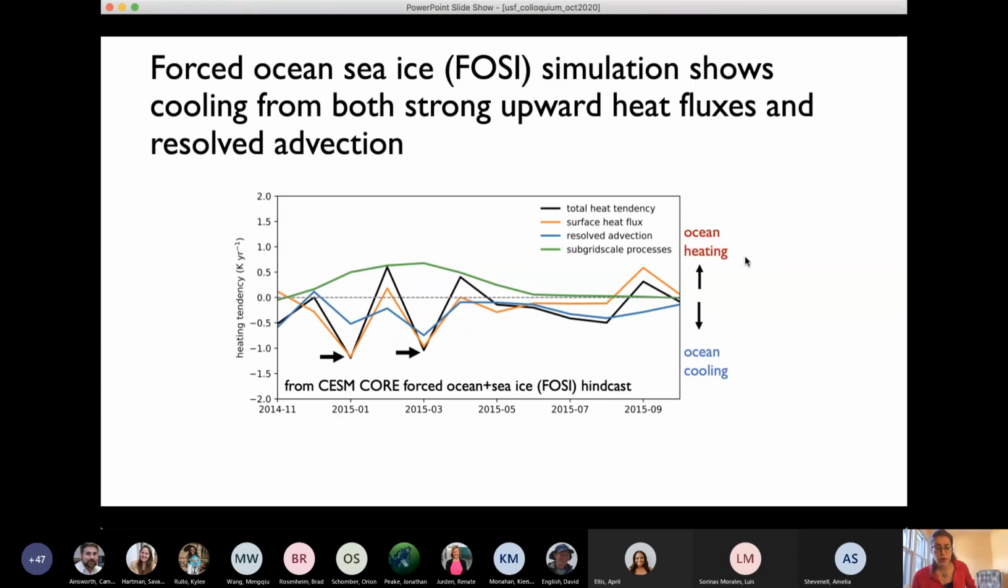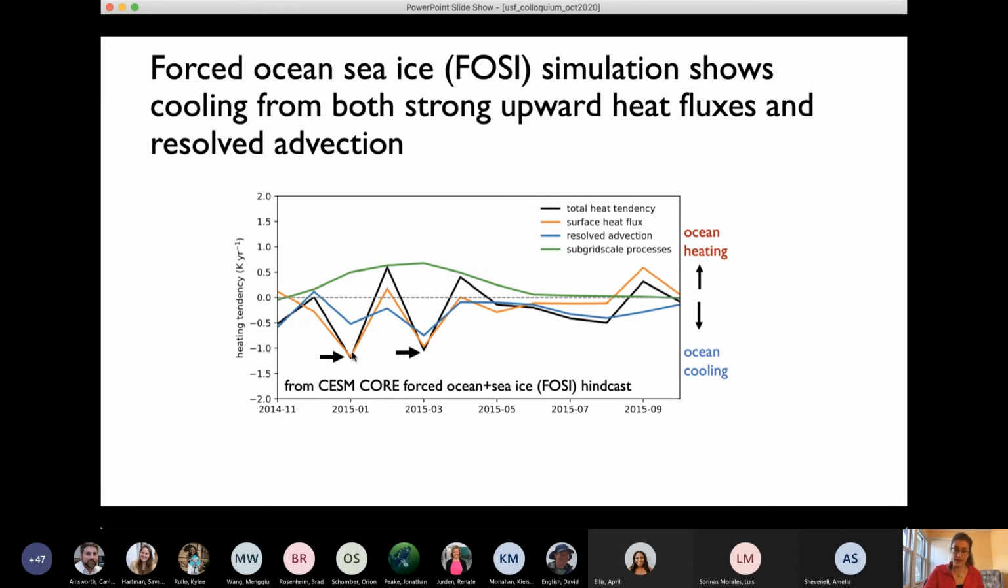So we can use the processes in the forced ocean sea ice simulation, because it is driven by atmospheric reanalysis, to try to understand mechanistically what's happened. So here I've done an ocean heat budget analysis. The black line is the total heat tendency, and then we divided it up into 3 processes that all add back up to the total. Well, we have a negative. That should be something that's leading to an ocean cooling. That's what we're looking for. Positive indicates something that's warming the ocean up.